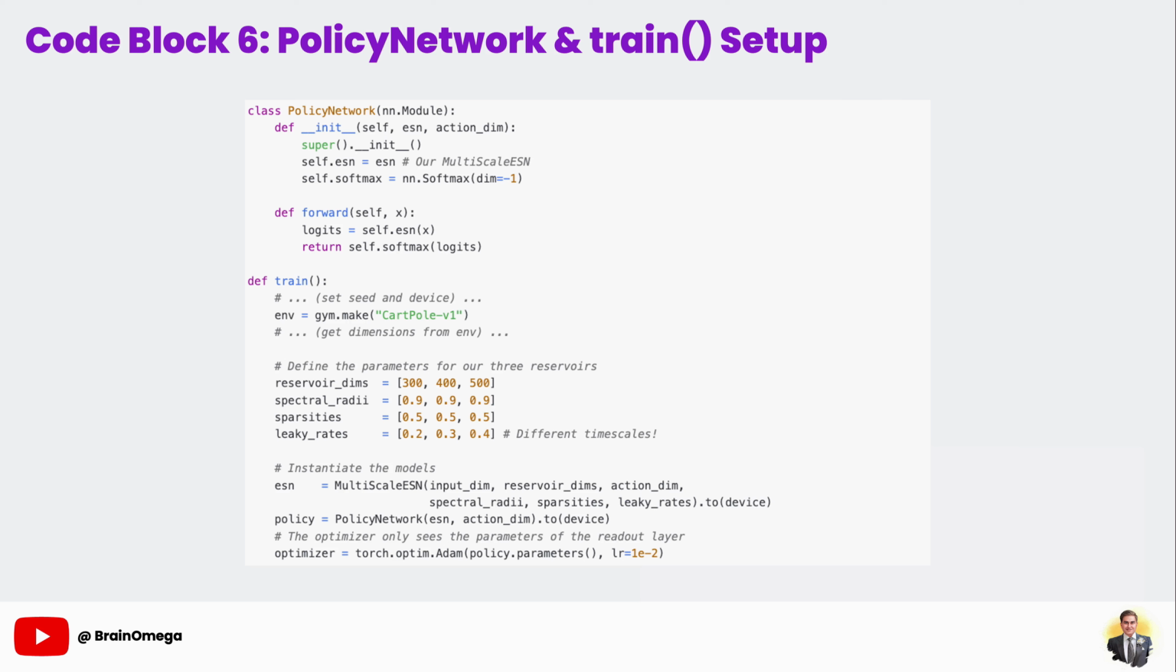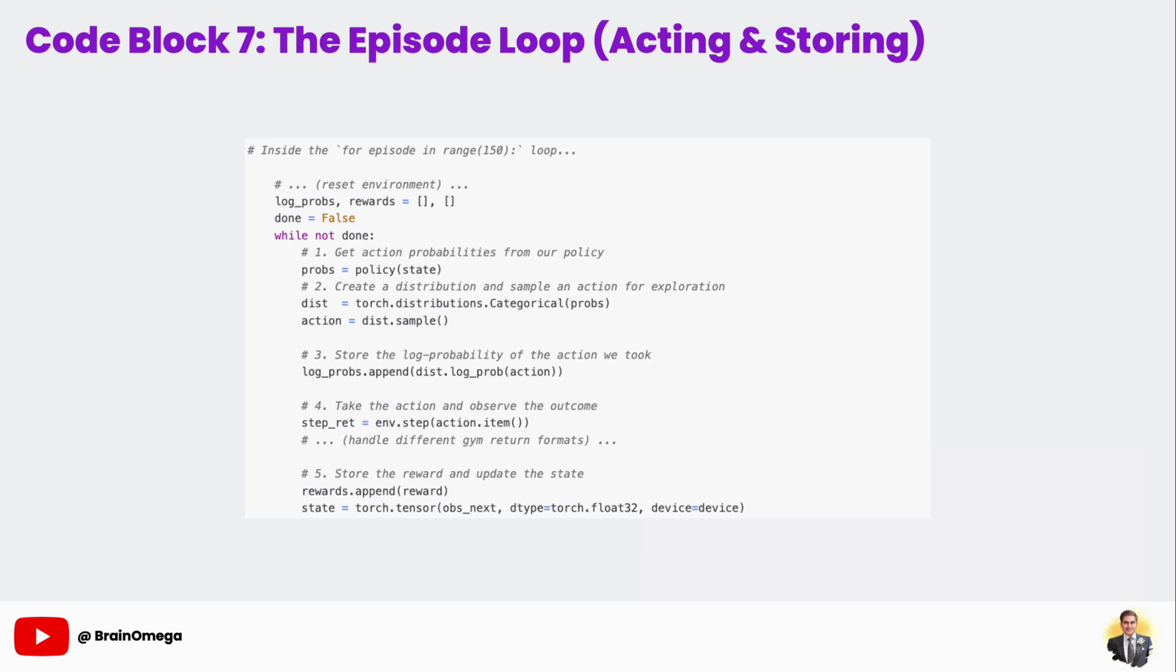And again, it's crucial to remember that when we call policy.parameters, the only trainable weights it will find are those in the single readout layer of our multi-scale ESN. The vast majority of our network's parameters are fixed, which is why this approach is so efficient. Now we're inside the main training for loop, which iterates through episodes. Each episode is one full attempt by our agent to balance the pole.